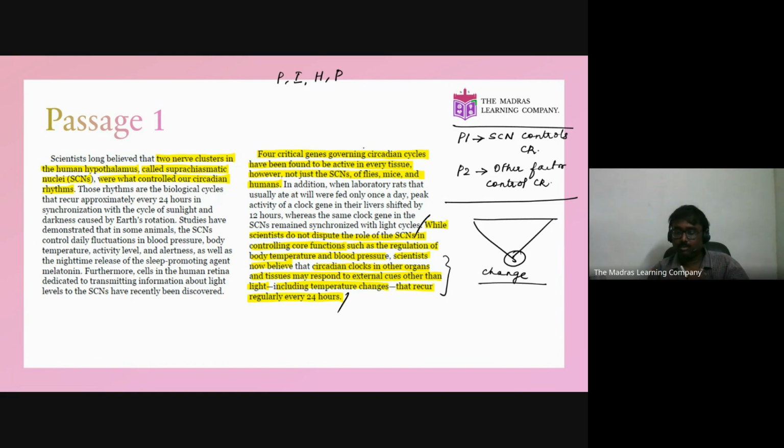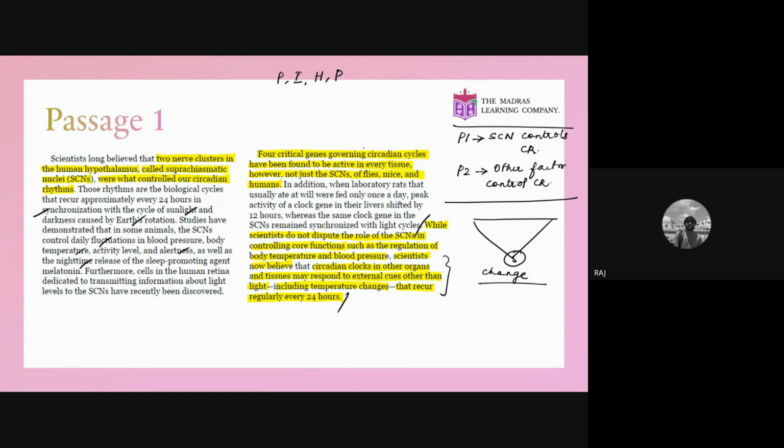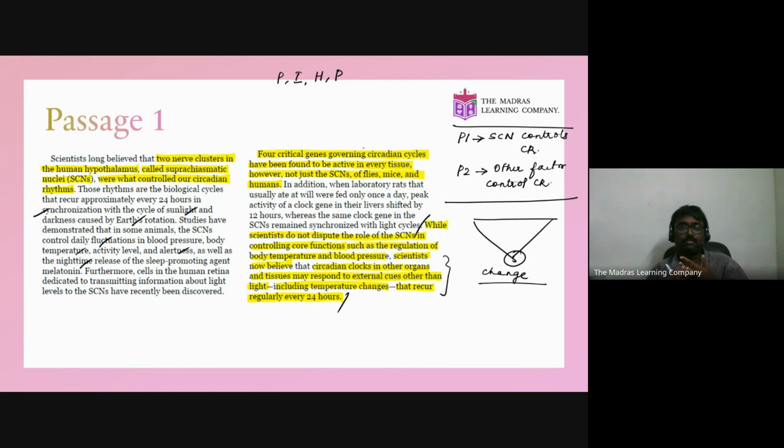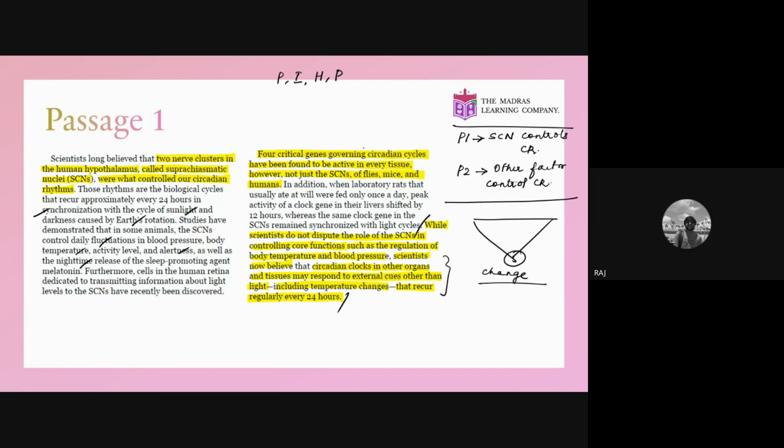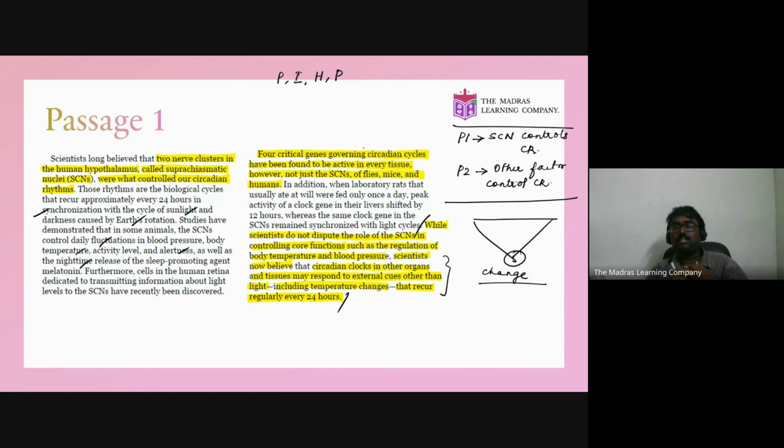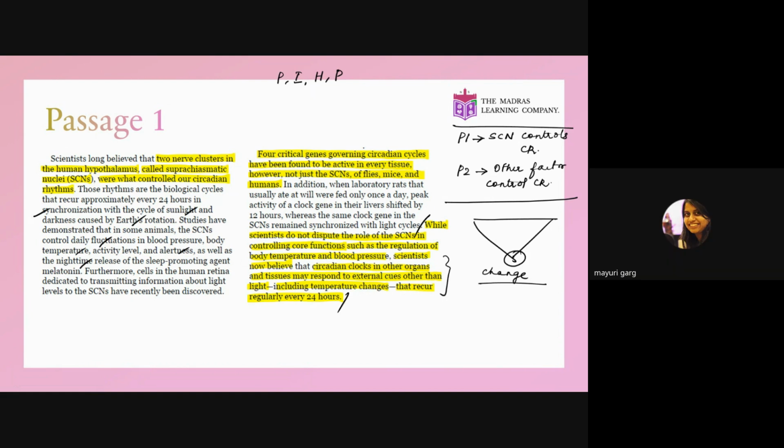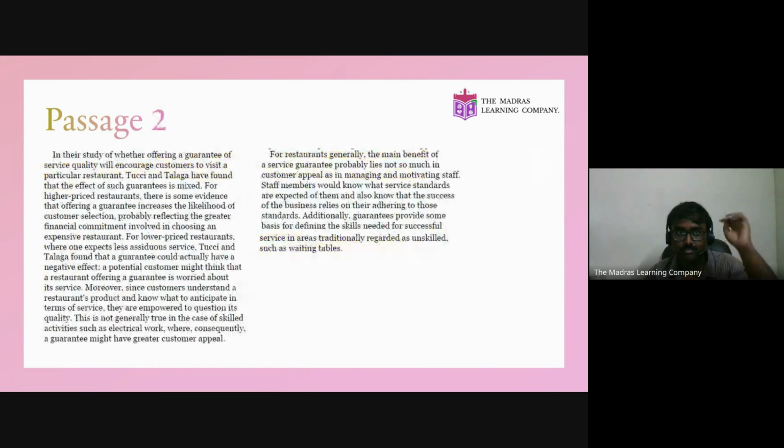And what will most people do? They'll forget all of that and they'll say, oh, Earth's rotation is there, synchronization, sunlight, Earth's rotation, fluctuation, BP, alertness, nighttime release. They'll read all this information, which is not at all required. This analytical understanding is what you need to have of a passage. Mayuri, making sense? Yes. Let's try one more.